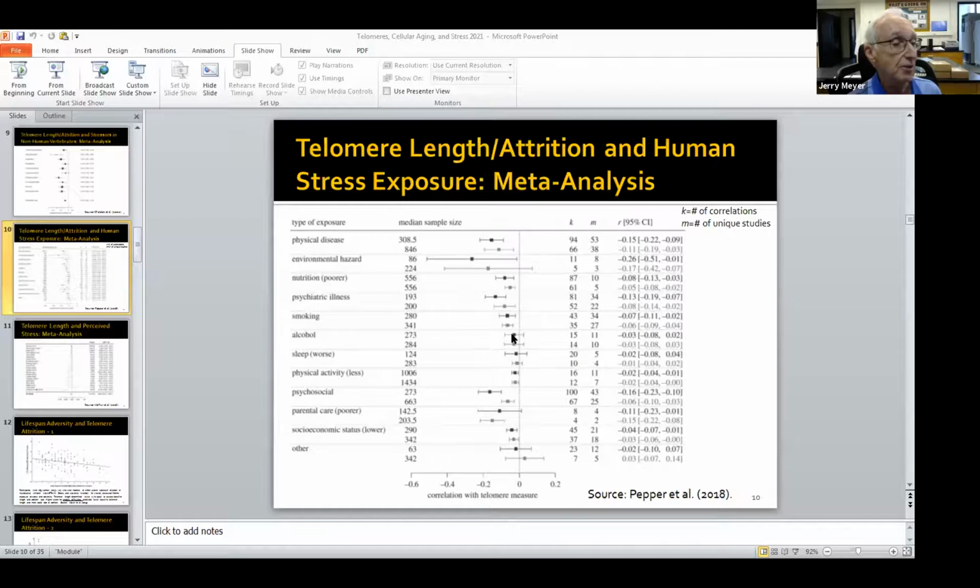Smoking, alcohol use, there's a slight trend, but it wasn't significant. Psychosocial stressors, decent effect size, and so forth. So in this case, there was no overall effect size estimated, but you can see that a number of different kinds of stressors were associated with significantly shorter telomeres.